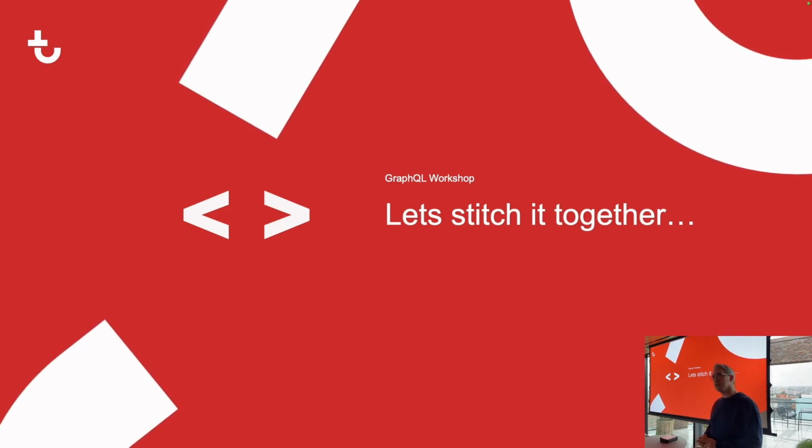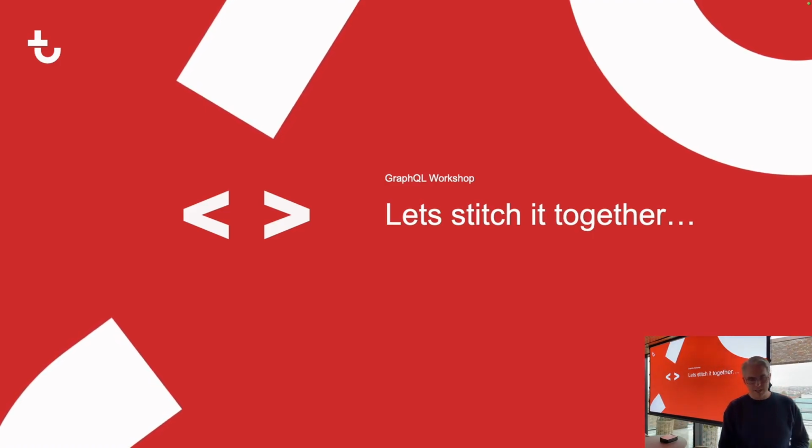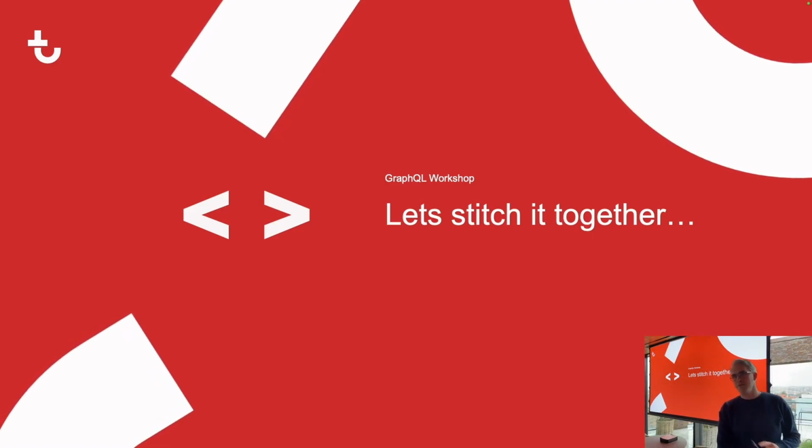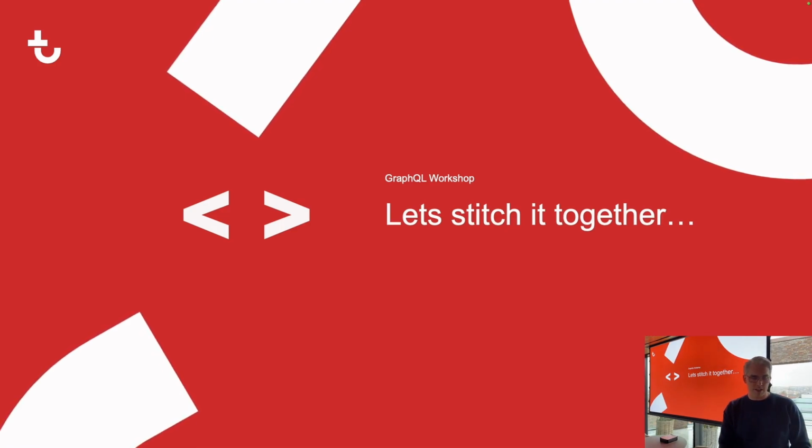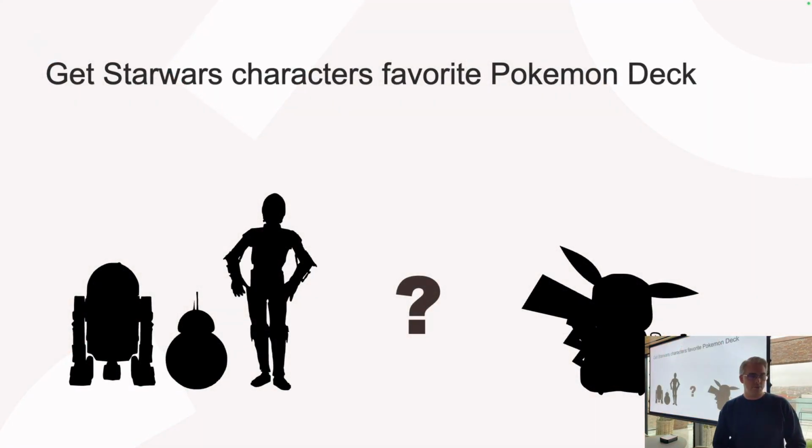So today we also wanted to have a small workshop. That means you guys get to write some code and get the feel of stitching things together. And instead of showing our insane code, the 70 big graphs, and trying to get you to do anything in there, we decided we're going to try to get a Star Wars character's favorite Pokemon deck. So that means we need a graph for Star Wars, and we want one for Pokemon.